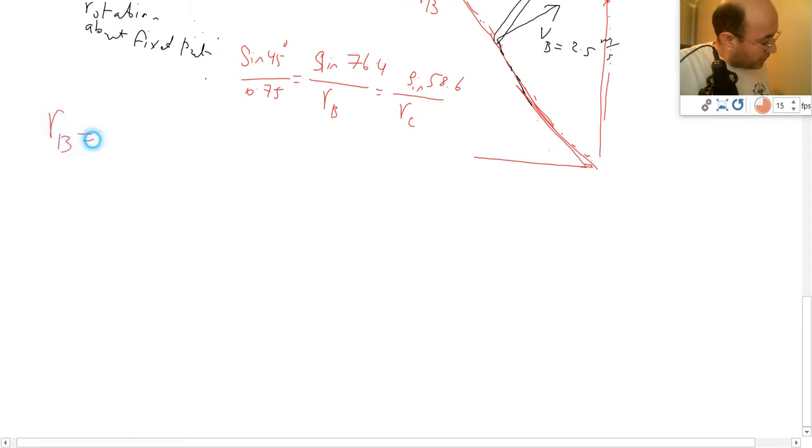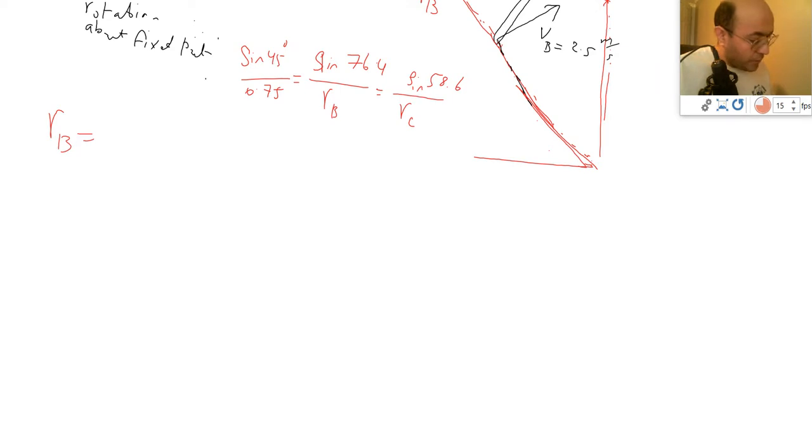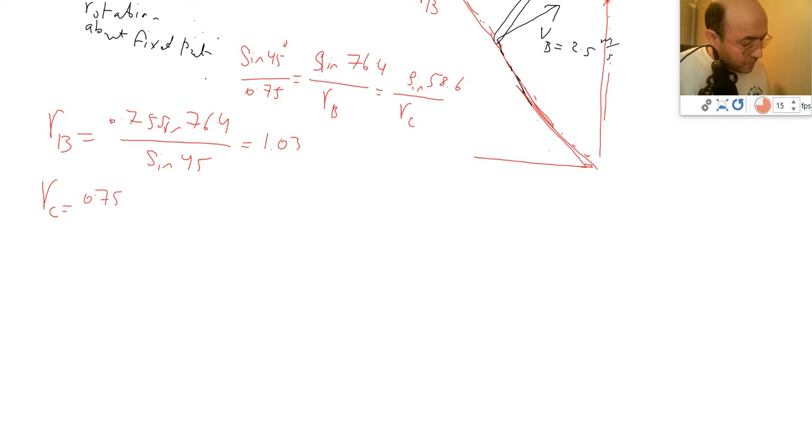RB is equal to 0.75 sine of 76.4 divided by sine of 45 degrees, and the answer for this is equal to 1.03, and then RC is equal to 0.75 sine of 58.6 divided by sine of 45 degrees, and the answer for this is actually equal to 0.91 meter.